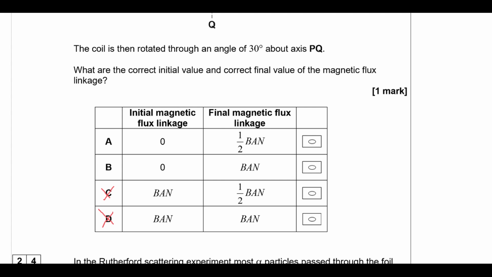And then if we think about the expression for it, magnetic flux linkage is BAN sine theta, or sometimes sine omega t. So when theta equals 30, sine theta equals half, so we know it's going to be A. And we can also look at it when the angle is 0, this whole thing is 0, so again we get the same flux linkage. That's another way of thinking about it.